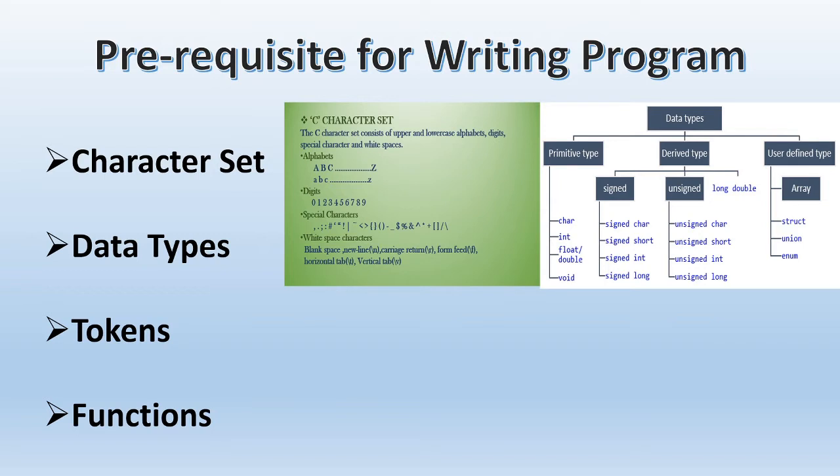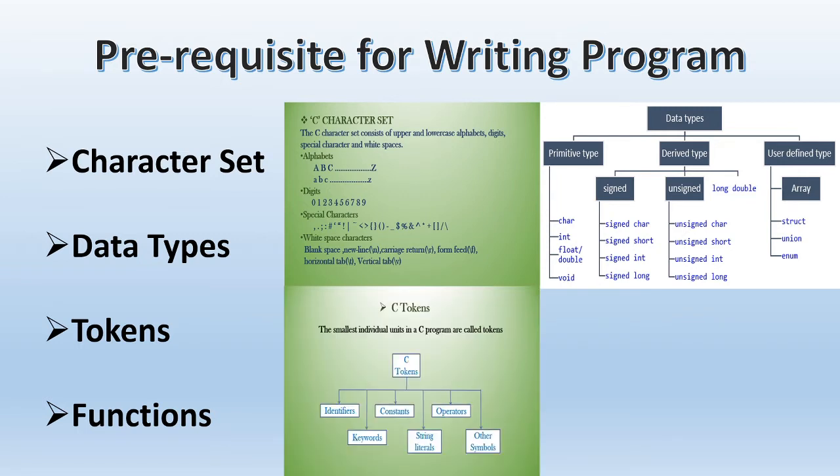If you are well versed with all these data types, then you are in a position to write a C program. After data types, one should know about the tokens. A token is the smallest individual element in a program that is meaningful to the compiler. These tokens coexist together to form a program. So C tokens include identifier, constant, keyword, string literal, operators, and other symbols.